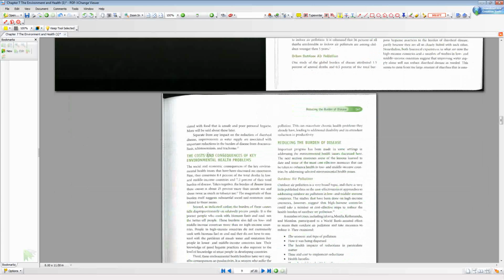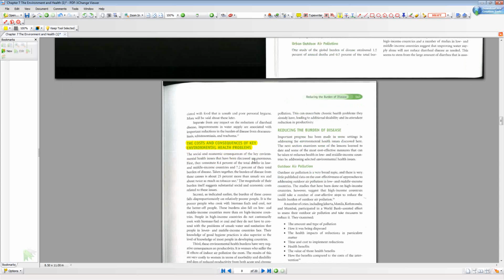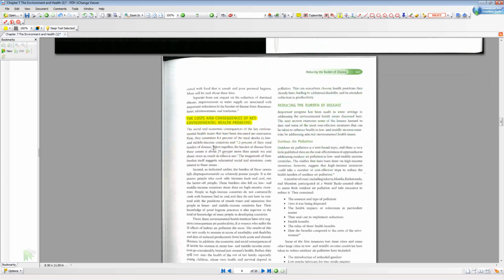Next, we want to look at the costs and consequences of key environmental health problems. We can see here that when we look at these three factors together, the burden of disease from these causes is about 25% more than unsafe sex and about twice as much as tobacco use. And we know that tobacco use is growing, particularly in the developing world, in low and middle income countries. And so when we think about this, we can see that these environmental health exposures have a huge impact.